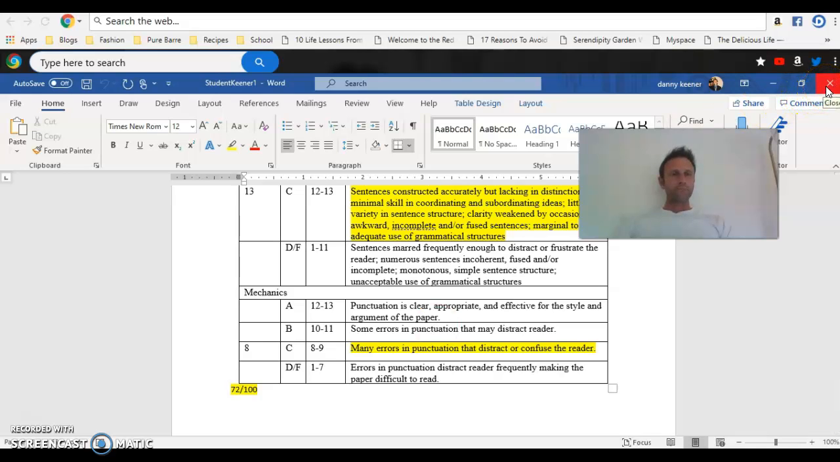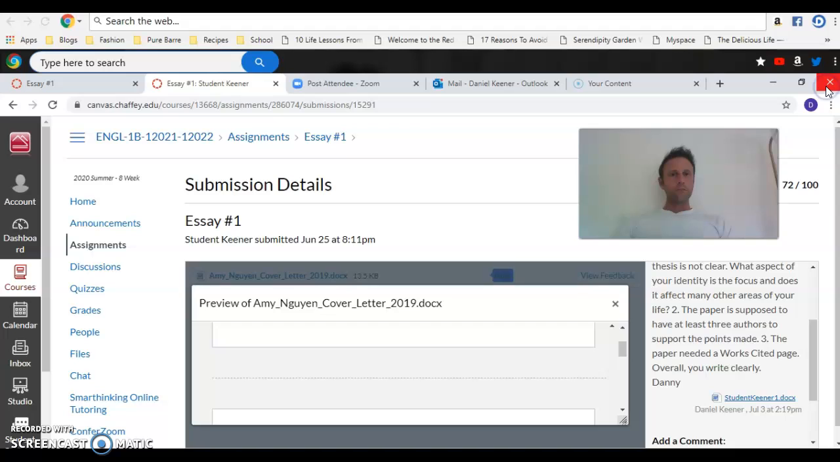Let's see, what else? I think that's it as far as reading the feedback, but I did want to say this, and that is that overall, this paper was a very good paper. I felt like a lot of you took this seriously and had fun with it, and maybe explored parts of your identity that you hadn't really thought about, and it was really fun to read.